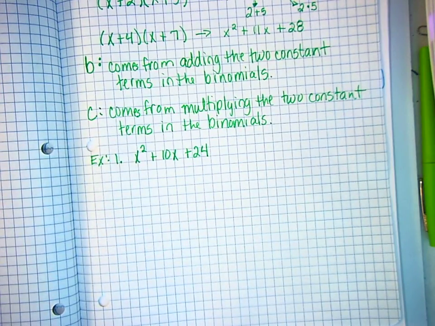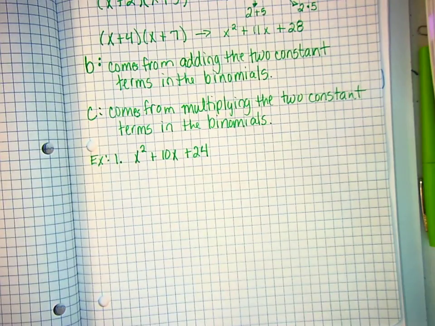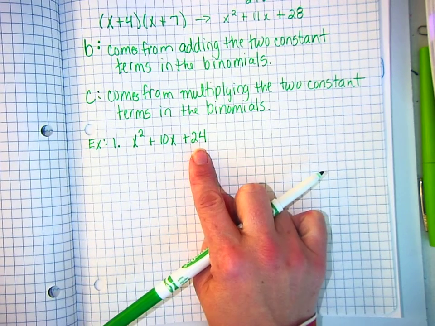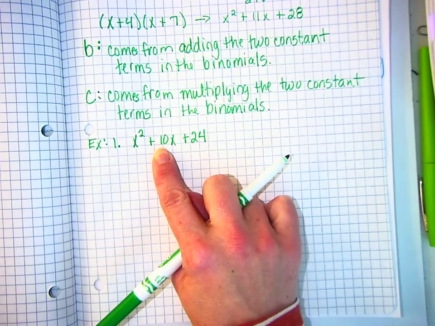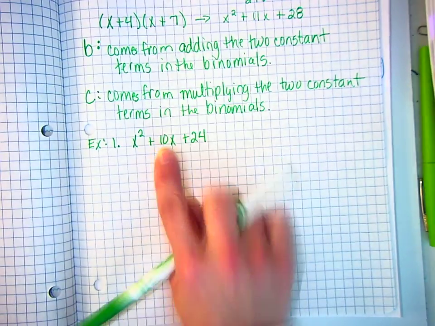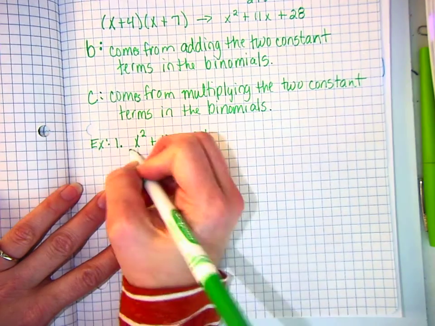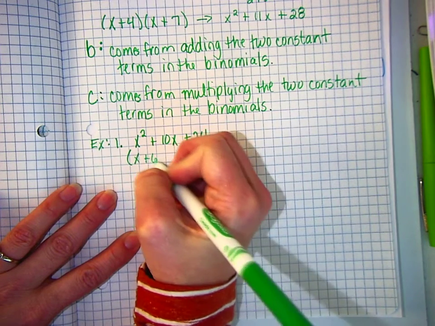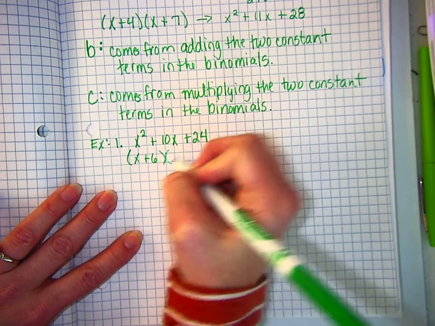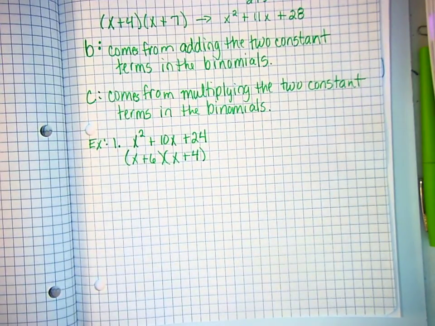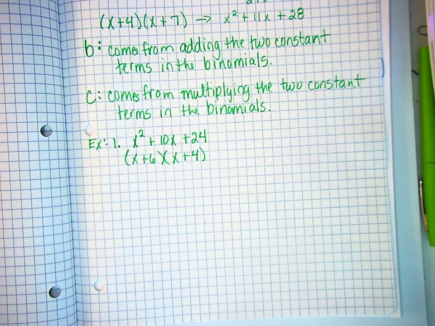I want you to factor that. That means you're going to find the two binomials that would multiply to make this. So what am I looking for? I'm looking for two numbers that multiply to make 24 and add to 10. Okay? And what do we have? What do we have here, Daniel? 6 and 4. Okay, so now I have x plus 6 and x plus 4. Okay, let's try another one.